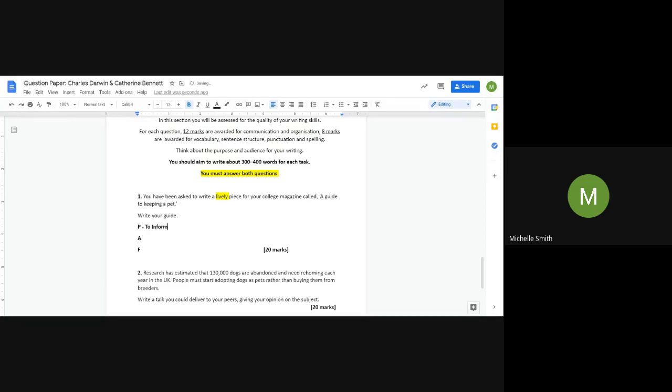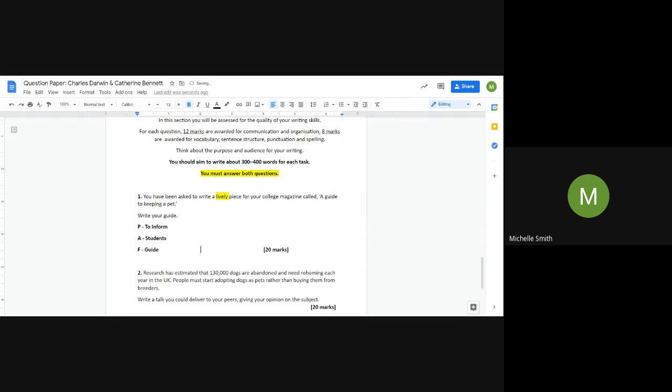So it's going to be a to inform. Now, my audience, let's have a look. It says it's for a college magazine. So if it's a college magazine, that means students, doesn't it? Yeah. And the format, what does it tell me to write? It's telling me to write a guide.